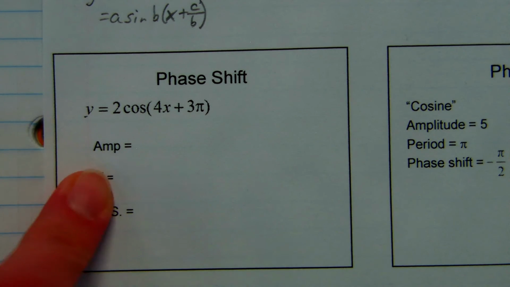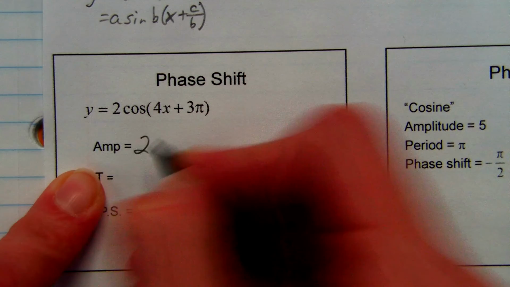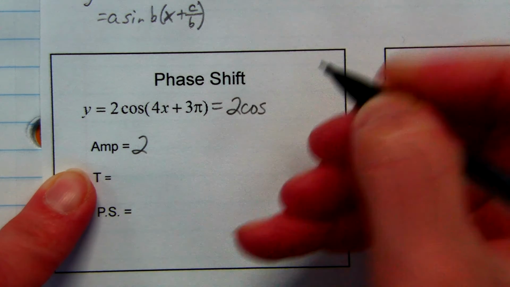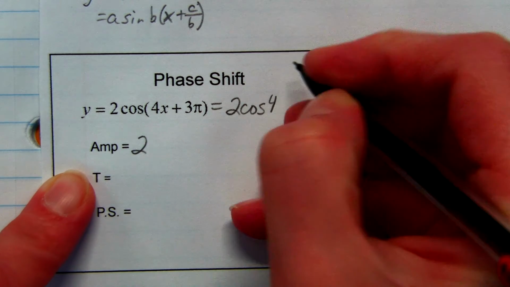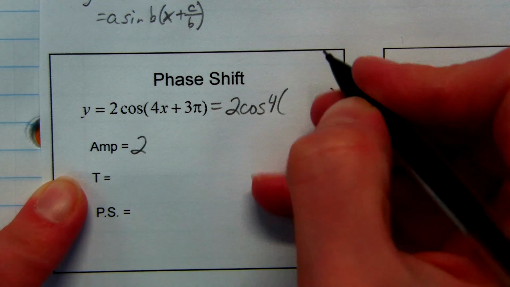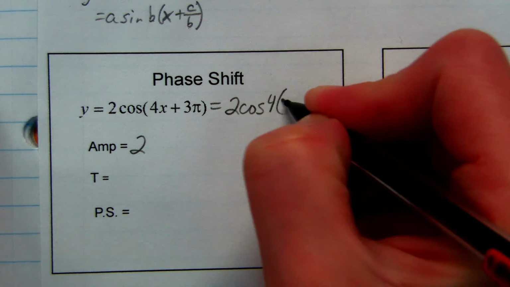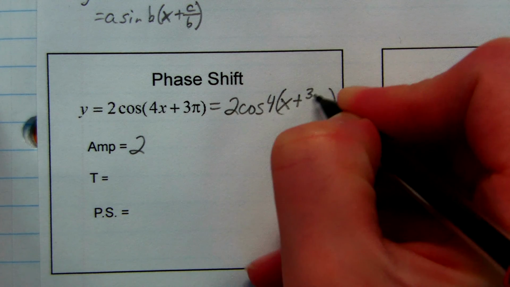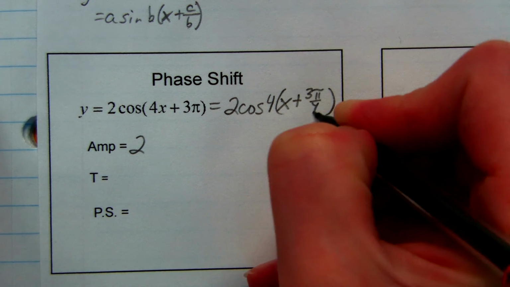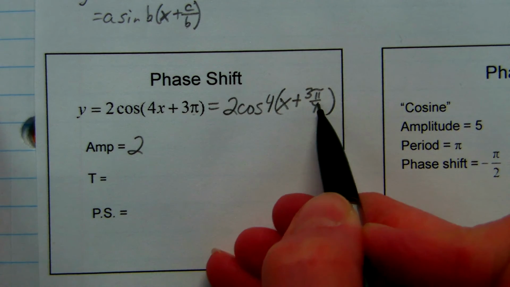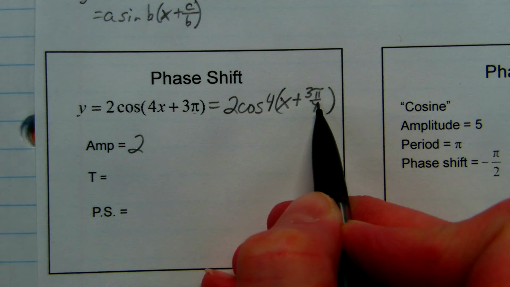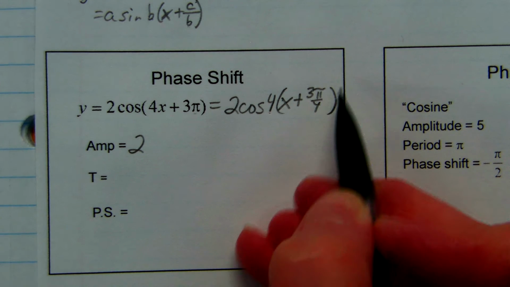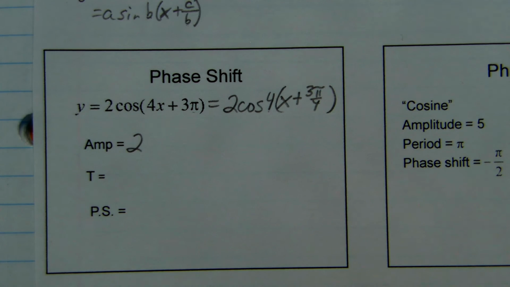So on the next one, what is my amplitude? 2. Let's write this equation. So we're going to have 2 cosine. I'm going to take out 4. What's left in the parentheses? Negative x plus 3 pi over 4. Because I basically just divided both of these by 4. But it's not exactly division. It's more like factoring. We just took out this common factor, except it wasn't exactly common with 3 pi. But we made it work.